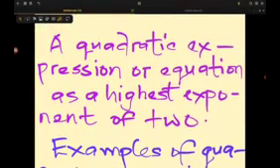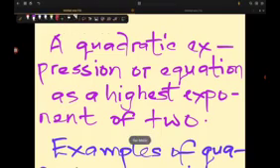A quadratic expression or equation, we can have two. In this tutorial, what I want to create is quadratic expression. Maybe in the next tutorial, I will deal with quadratic equation. So a quadratic expression or equation has a highest exponent of 2. Quadratic, it has a highest exponent of 2.